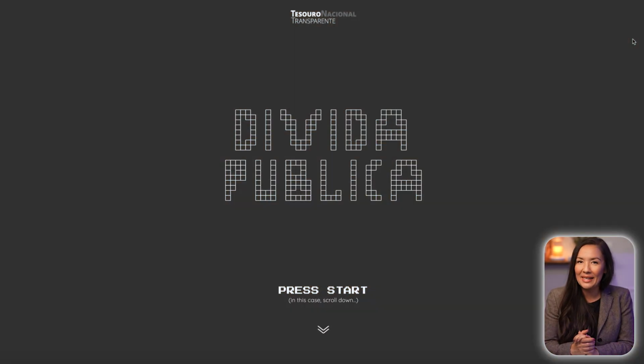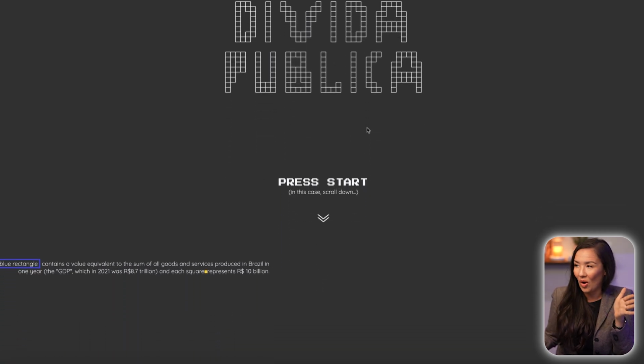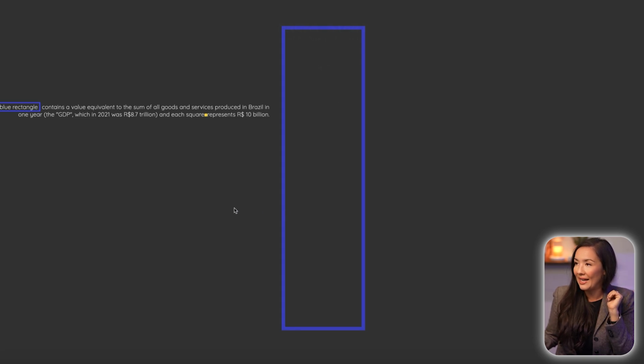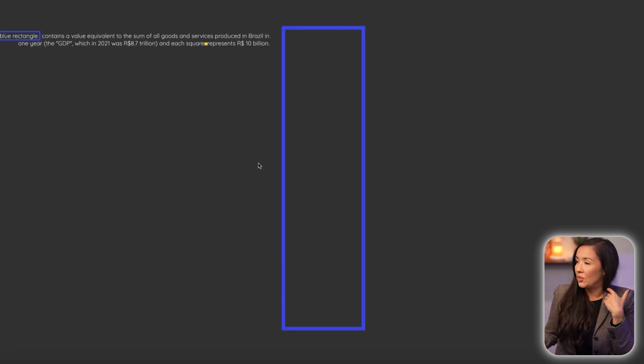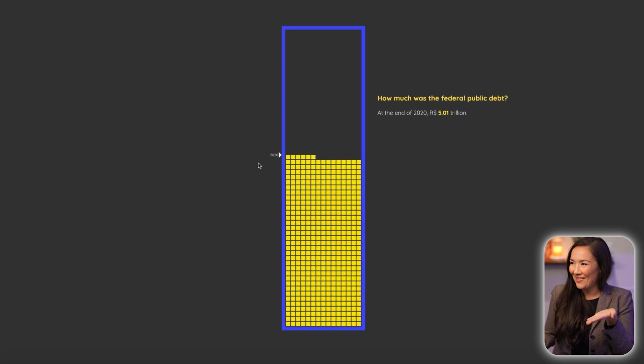So let's look at a really amazing example that illustrates the power of this technique. This was actually one of the winners of the Data is Beautiful contest, and it is an interactive waffle plot. And what this is showing is this blue rectangle contains the overall sum of goods and services produced in Brazil, the GDP. And what is going to happen is we're going to start to get a waffle plot that fills up this entire sum. This is illustrating how much the federal public debt was in 2020 with these little icons here.